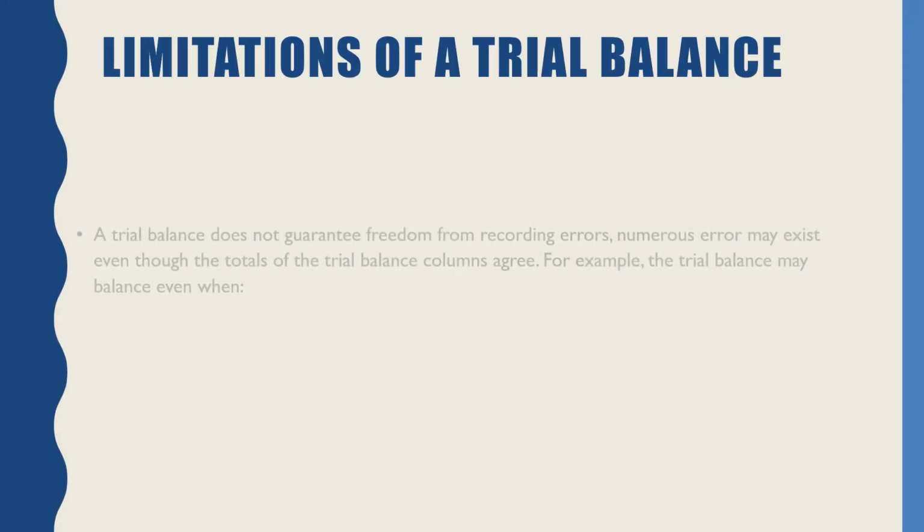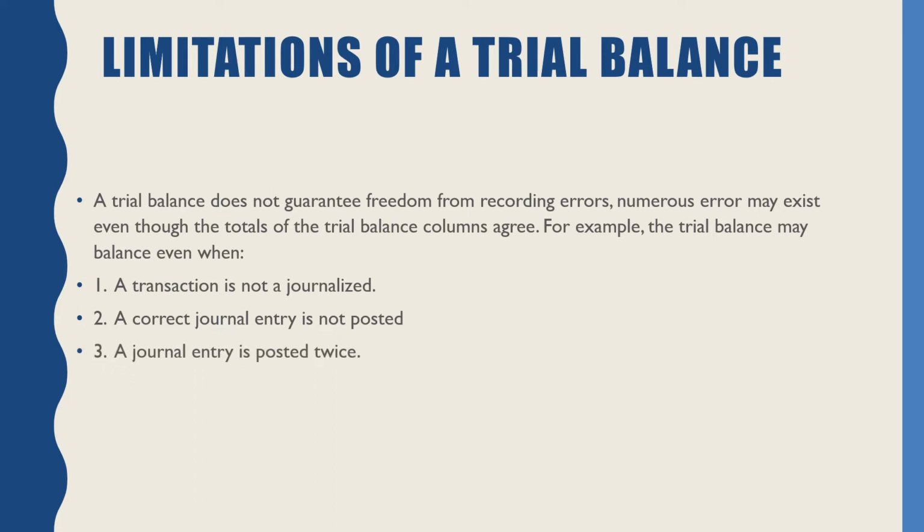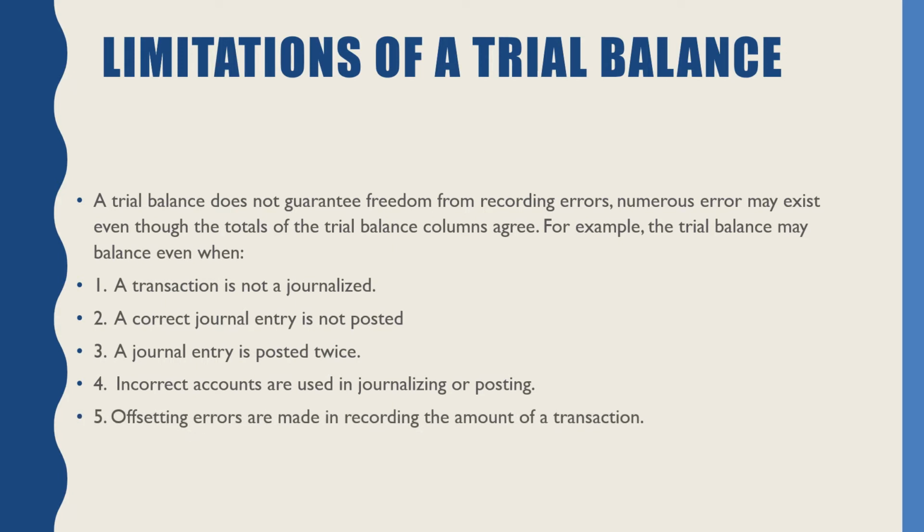Limitations of a trial balance. A trial balance does not guarantee freedom from recording errors. Numerous errors may exist even though the totals of the trial balance columns agree. For example, the trial balance may balance even when: 1. A transaction is not journalized. 2. A correct journal entry is not posted. 3. A journal entry is posted twice. 4. Incorrect accounts are used in journalizing or posting. 5. Offsetting errors are made in recording the amount of a transaction.